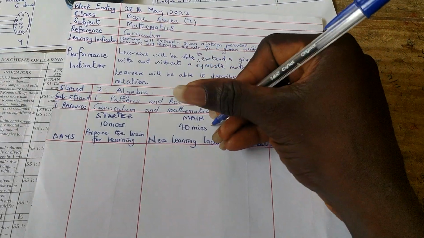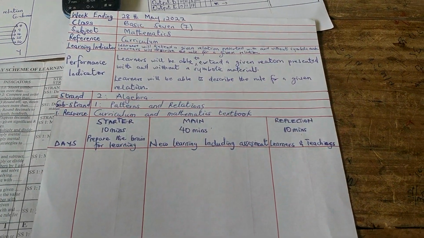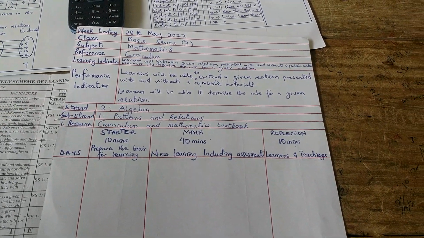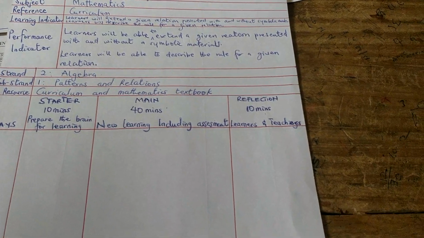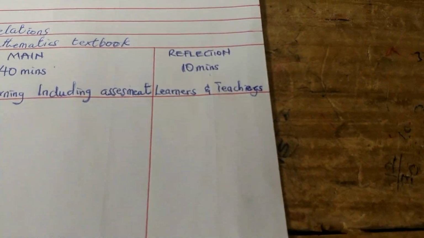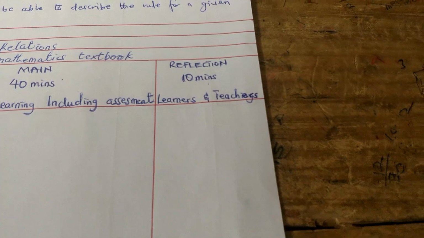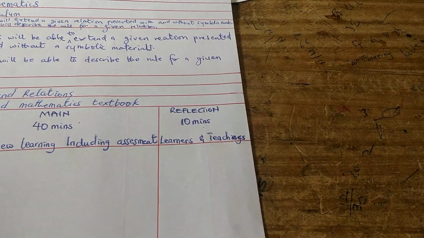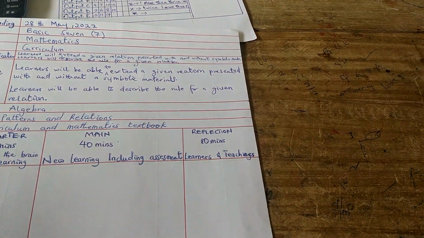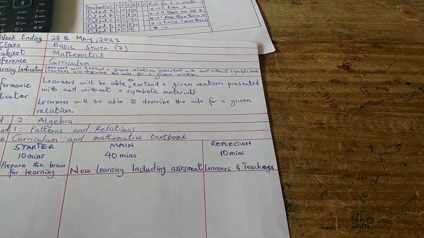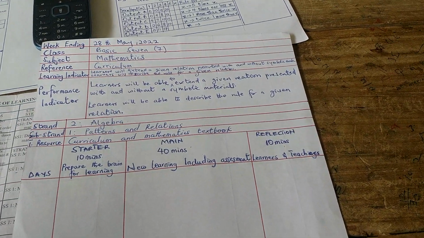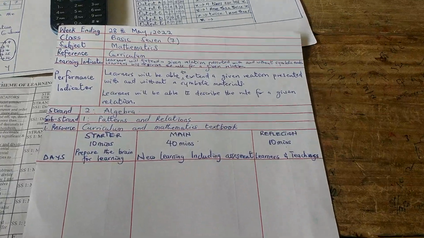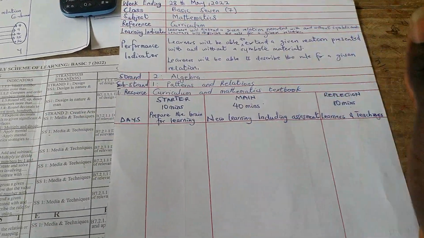Now that one too is 40 minutes, if the duration for the period is 1 hour. Good. Then we have reflection, and you can see here it is 10 minutes. We have learners and teachers. Now with this one, you can give homework, you can give an exercise, you can throw questions for them to answer, for them to respond and give you, the teacher, a clue that what you've taught has been understood by the kids.